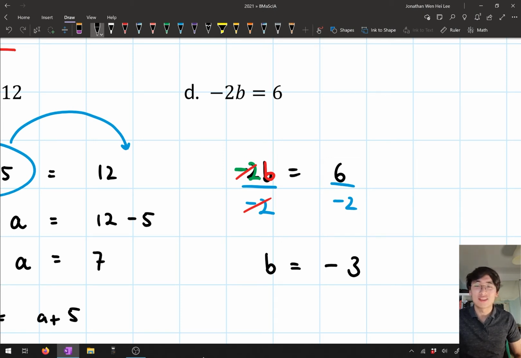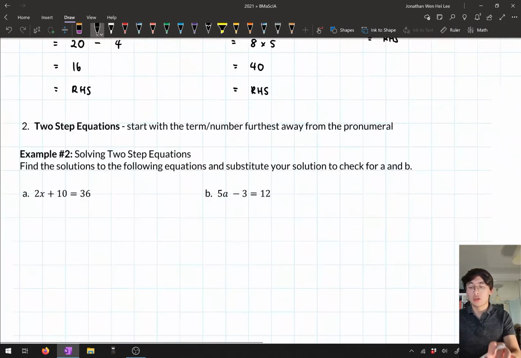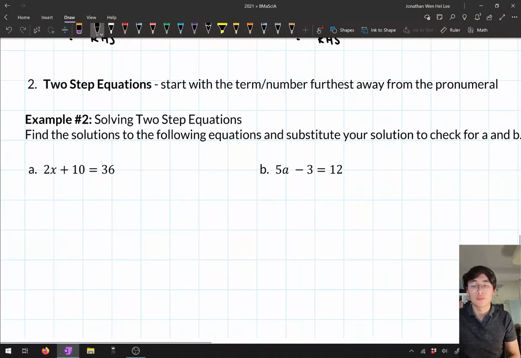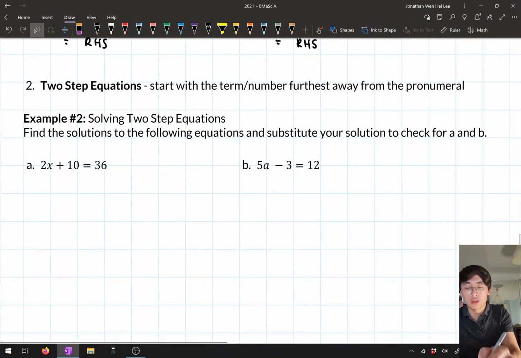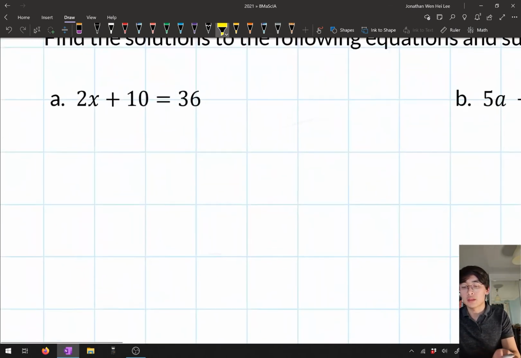What we want to also look at is solving two-step equations. So let's have a look further down the page here. Two-step equations. Now here I've got a note. When we're solving two-step equations, start with the term or number which is furthest away from the pronumeral. So we want to look at the thing which is the furthest away from our pronumeral and then work backwards. So let's have a look at these two examples. Example 2, find the solutions to the following equations and substitute your solution to check for a and b. Okay, let's have a look at this first one.